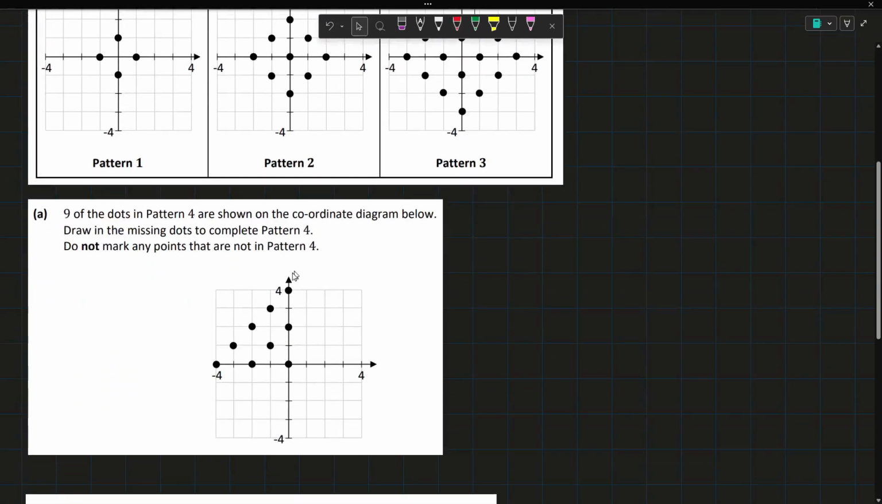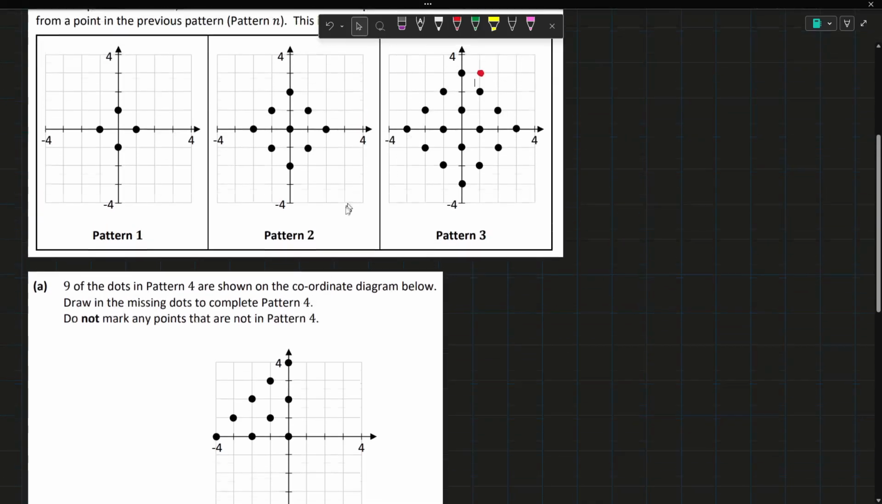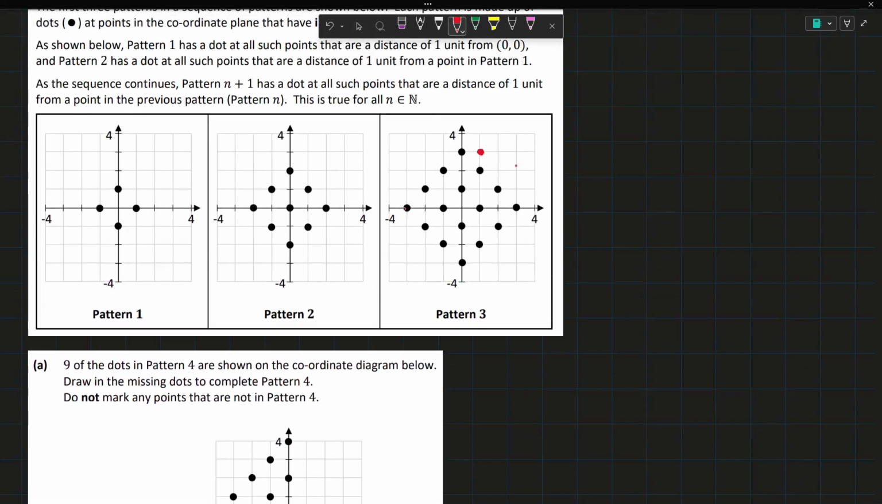They already give us a quarter of pattern 4, so you could just try to continue the pattern, or you can draw them in on pattern 3 using a pencil, of course. You can see that all these points are going to be 1 unit away, and all these points on the inside are also going to be a unit away from a black point, at least. For example, this point here is a unit away from this and this. So it's kind of just a bunch of diamonds radiating outwards.